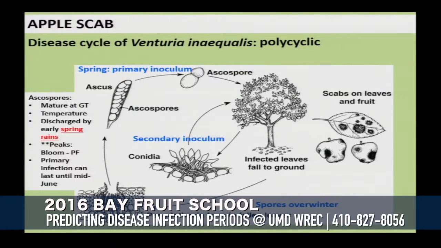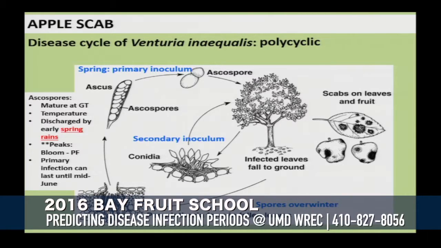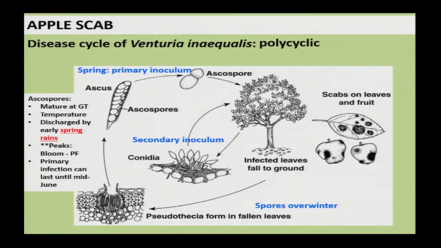If anyone has been in any of my talks, this is a very familiar slide. With apple scab, spores overwinter in fallen leaves. Then come spring, the leaves get the environmental cues and the spores mature, and around green tip those spores are mature. With the first spring rains, the spores are released. It's a combination of temperature and leaf wetness that promotes the release of those mature spores from the overwintering leaves that could be hanging around.